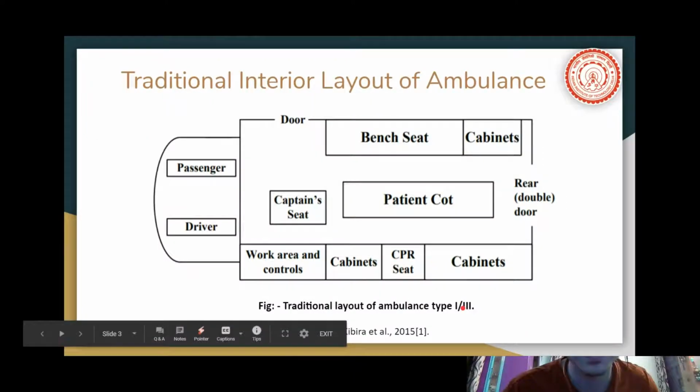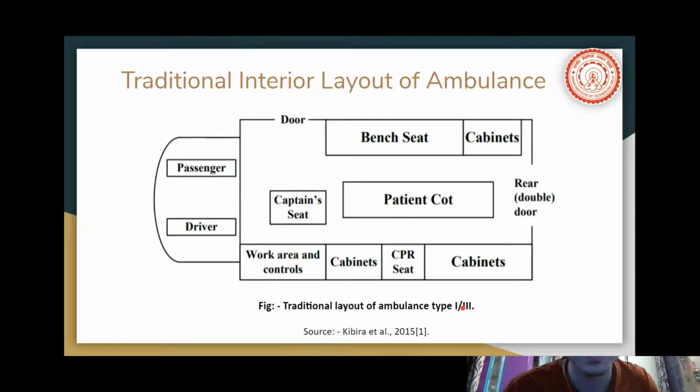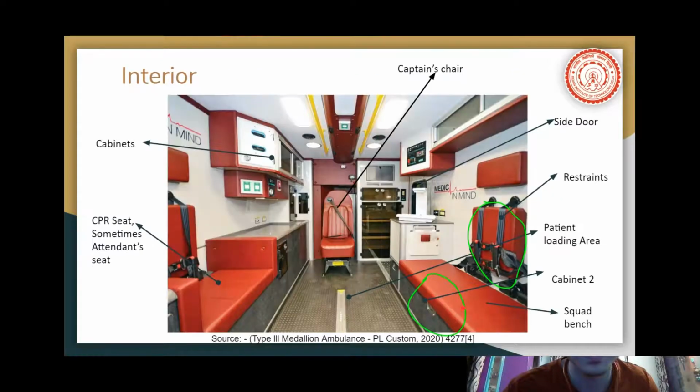So this layout is actually a Type 1, Type 3 layout of the United States standards of ambulance. The Indian standard of ambulance is pretty similar to this. The Indian standards, in which we can give advanced life support to the patient, are pretty similar to this one.